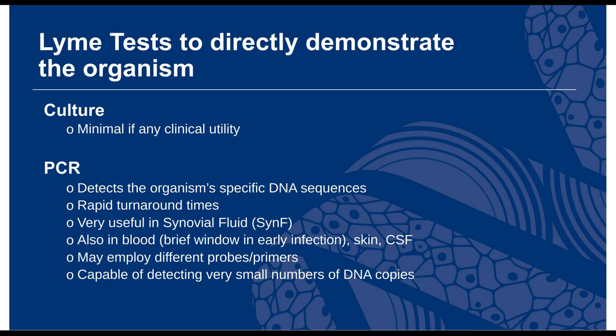The turnaround times are rapid, less than a day. What takes the longest in a PCR test, if you've ever ordered one, is getting the specimen to the lab. Once the lab has it, they can order it, they can run this test and report it out rather quickly. It's useful in synovial fluid in the case of Lyme arthritis. It's useful for a few days in blood. You can find it in the skin and in the CSF.